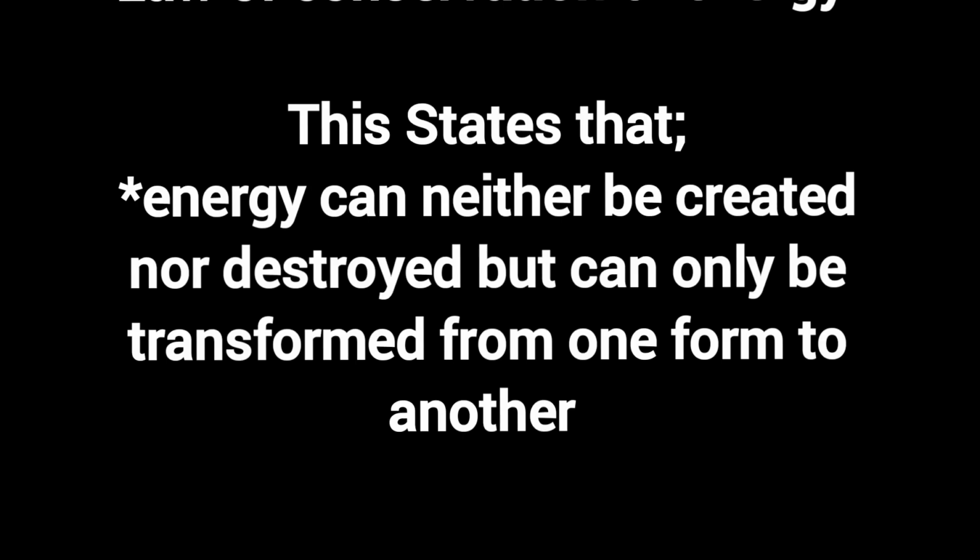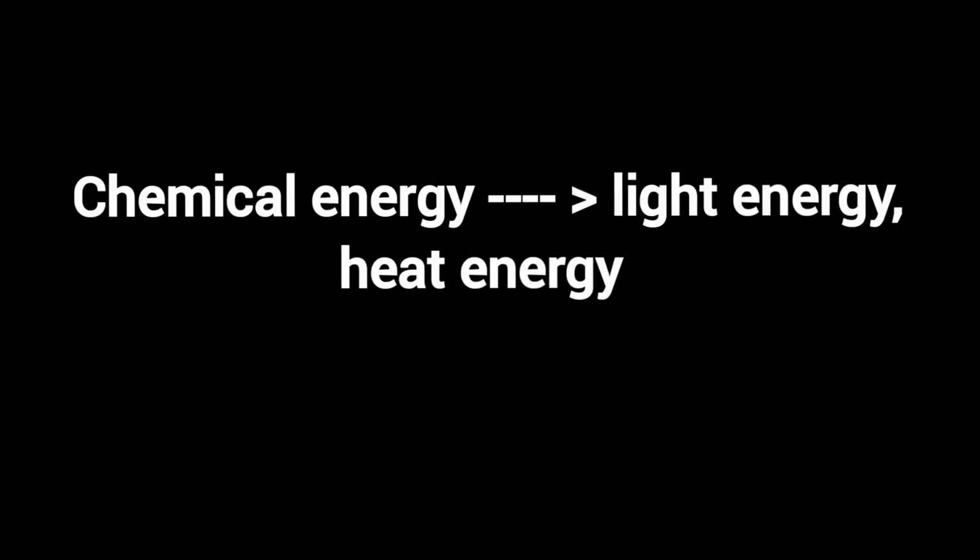Now let's look at the law of conservation of energy. The law states that energy can neither be created nor destroyed, but can only be changed from one form to another. For example, how chemical energy can produce light energy and heat energy. Now, there are various sources of energy. Sources of energy are raw materials for the production of energy.